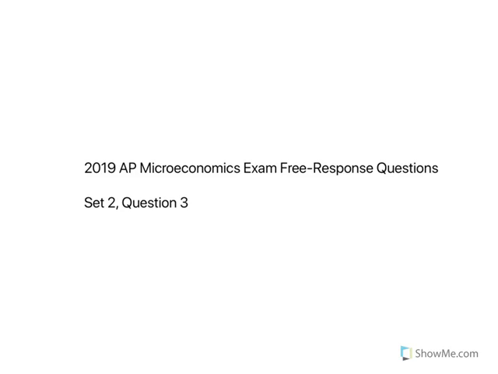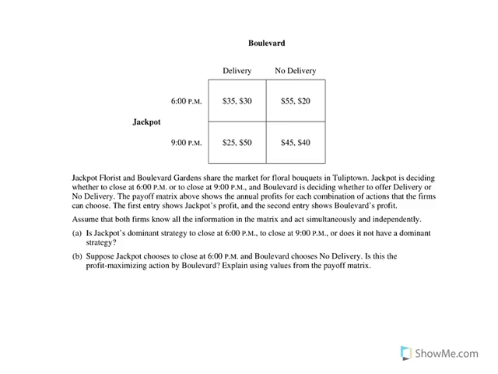I'm going to cover the answers to question 3 from set 2 from the 2019 AP Microeconomics Exam's free response questions. And this question, like question 3 on set 1, is also a payoff matrix. We have two competing floral bouquet shops, if you will, and each one is making a decision. Jackpot decides whether to close at 6 or 9, and Boulevard decides whether to offer delivery or not offer delivery.